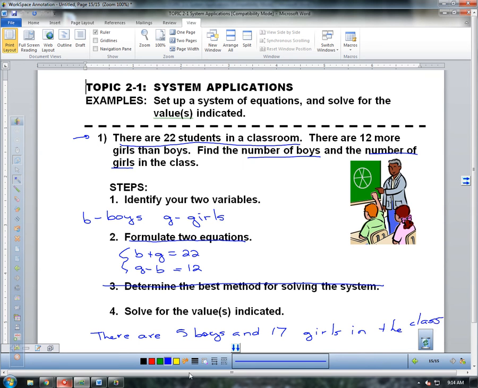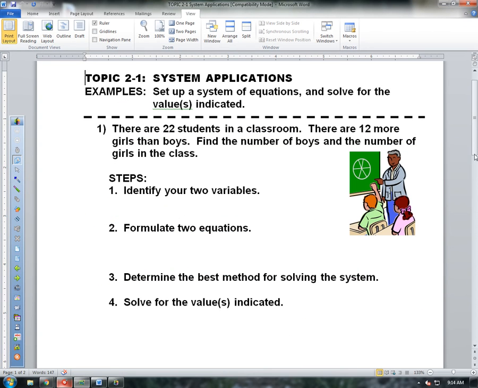So we're almost done, but I want to look and make sure that everything makes sense. If I add the number of boys and the number of girls, do I get 22? So 5 plus 17 is 22. Are there 12 more girls than boys? So 17 is 12 more than 5 boys. So yes, I have done this problem correctly. Let's try another one without everything set up for us.